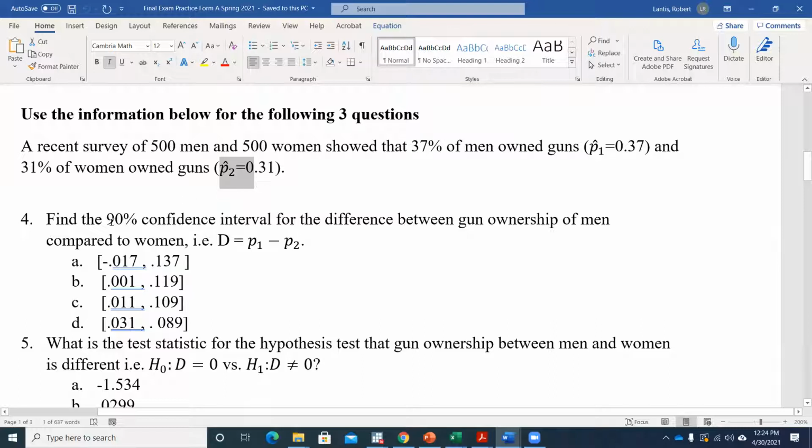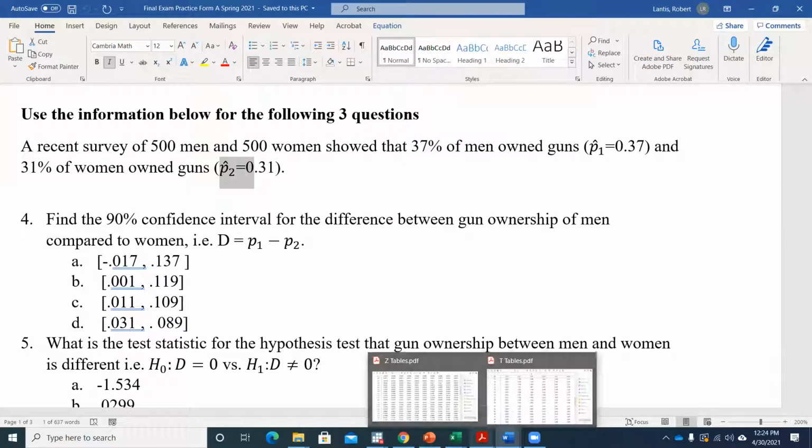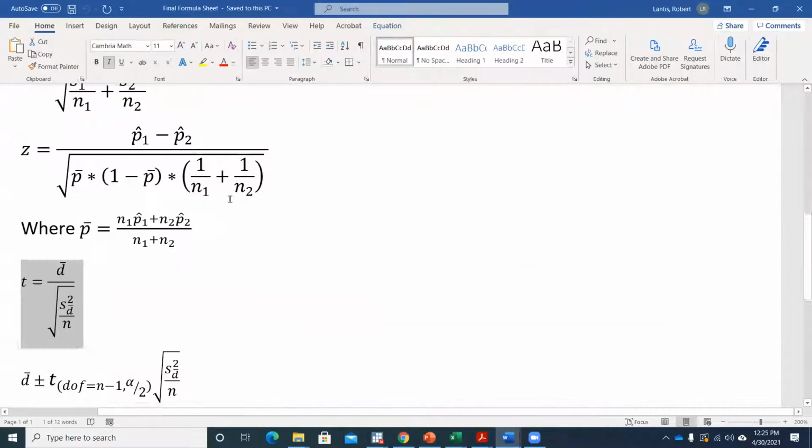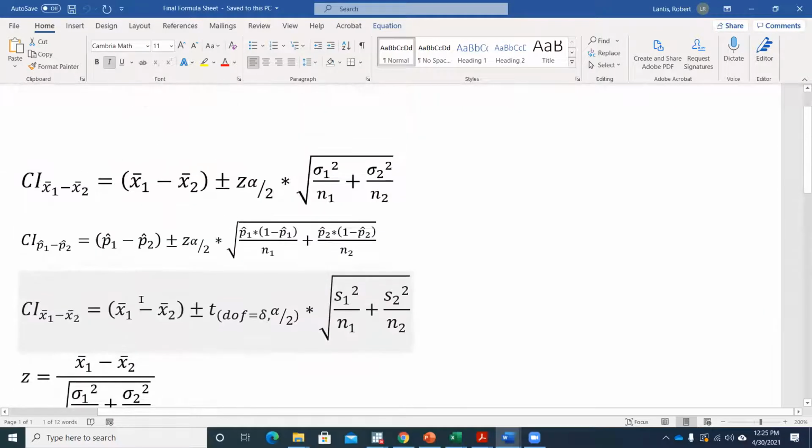And I even use notation that should make it very easy to match up to which formulas I need to use. So if I want to build a 90% confidence interval for the difference in gun ownership, I go to my formula sheet, and hopefully I look at this and can see, okay, here are my confidence interval equations. I was given proportions. I'm looking for the difference in proportions.